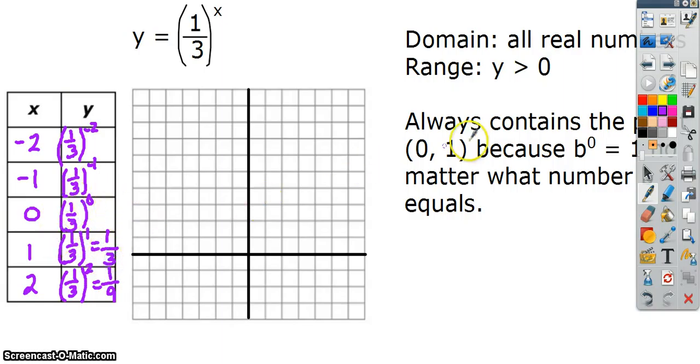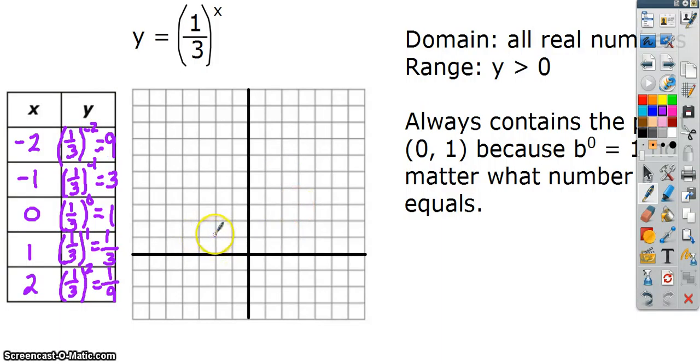Anything raised to 0, okay, again, this always contains that point, is equal to 1. So that whole thing is equal to 1. Okay, now this one, when you have a negative, the easiest way to think of it is this whole fraction flips over. So 1 over 3 becomes 3 over 1, and then that changes it to a positive one. So this is really 3 to the positive 1, which is 3. And this is 3 to the positive 2. 3 squared is 9. So it's kind of the exact opposite of the last one that we just looked at.